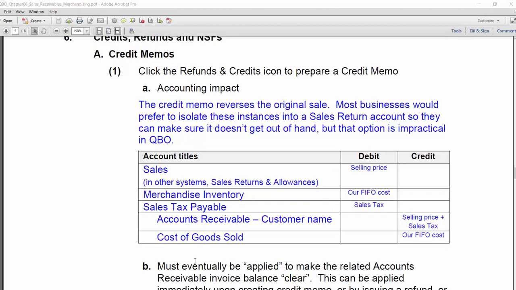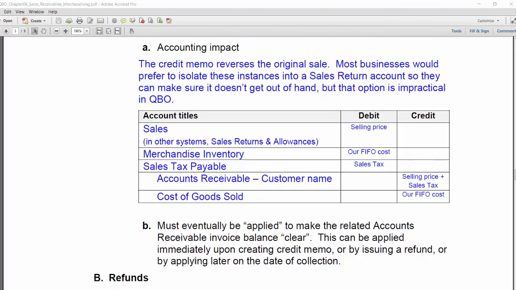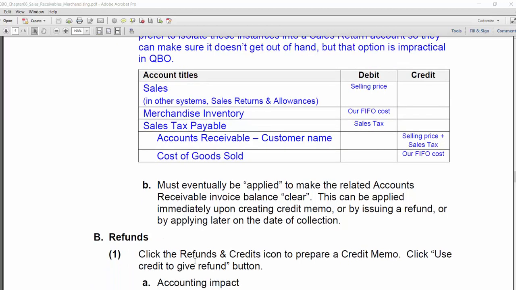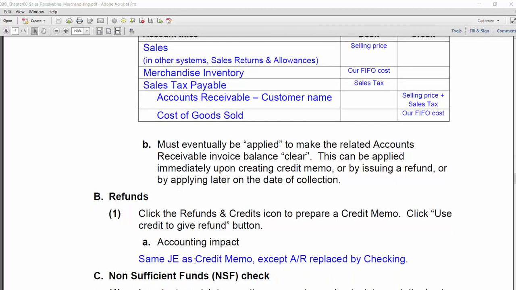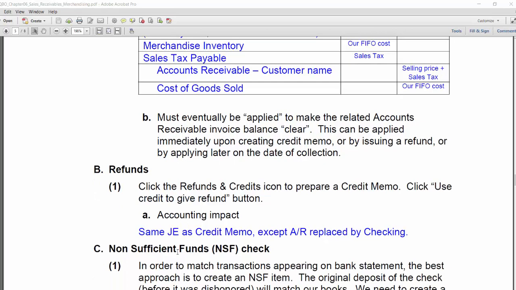Now, this credit will eventually have to be applied to the related accounts receivable in order for that accounts receivable to clear in the proper amount when you collect the actual remaining cash from the customer. If we do a refund for the customer, we also have this option of clicking a Use Credit to Give Refund button and generate a check for that customer.